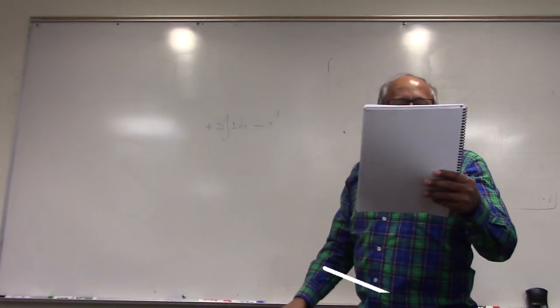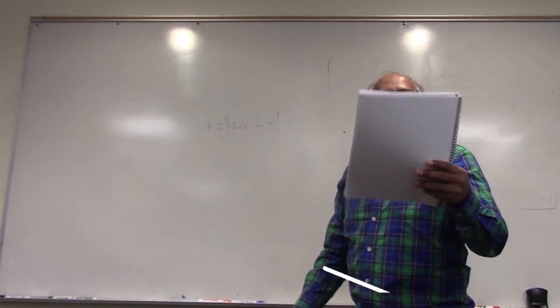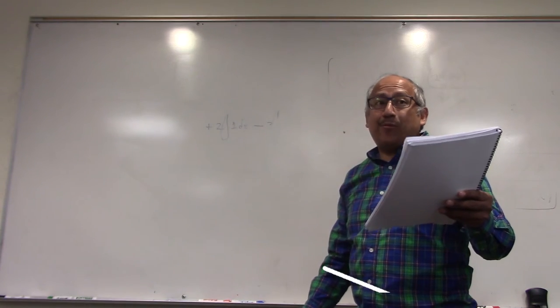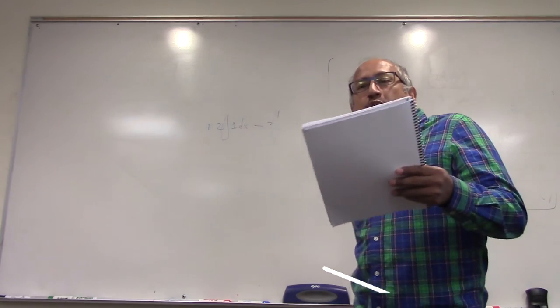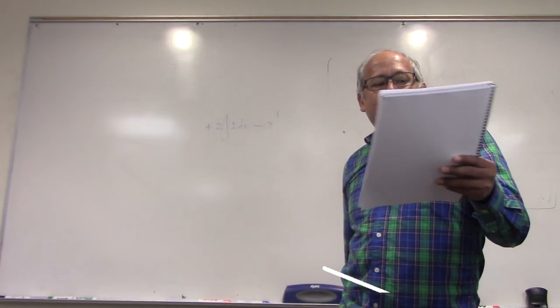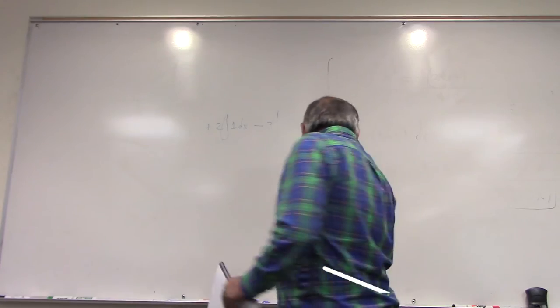I'll give you 30 seconds to finish the trigonometric problem. This is really a 30-second problem, right? Finish it right there in the reader. Write the answer in the reader so you don't have to copy everything. Write the answer right there. 30 seconds, okay?